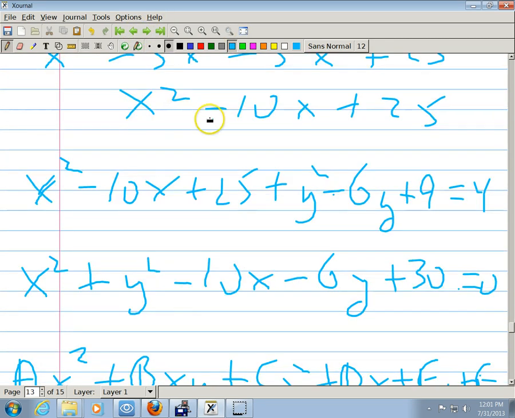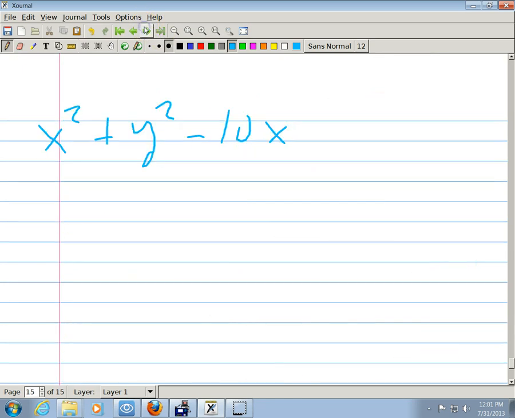Minus 6y plus 30 equals 0. Now, using this technique of completing the square, I can get this into standard circular form, standard elliptical form, or standard hyperbolic form as needed.